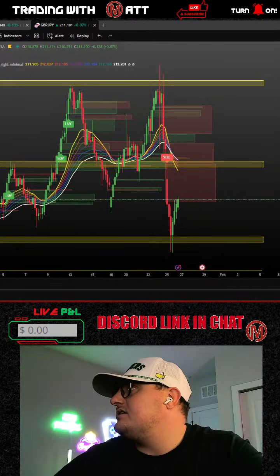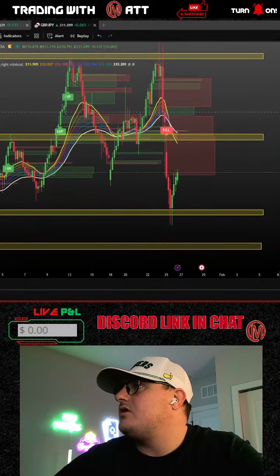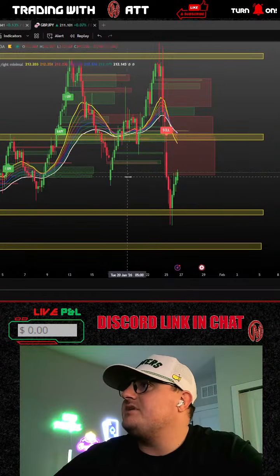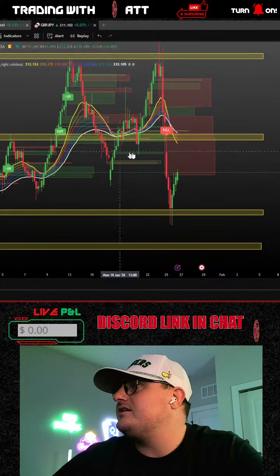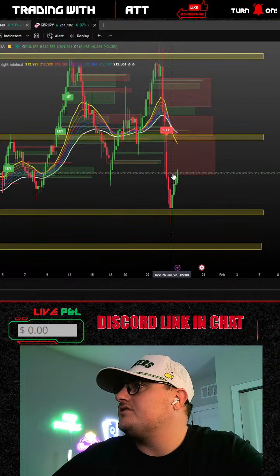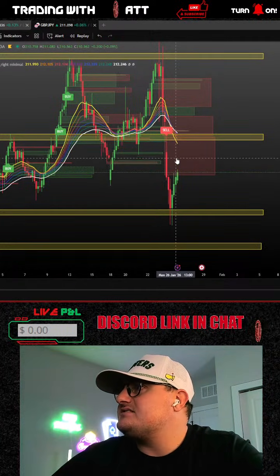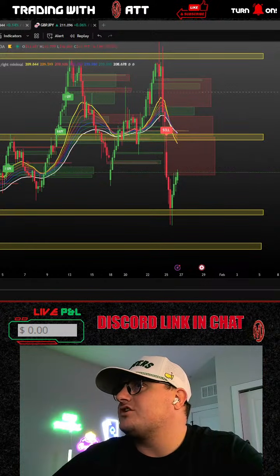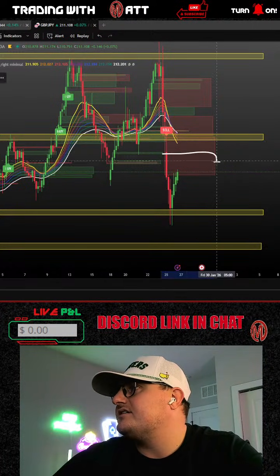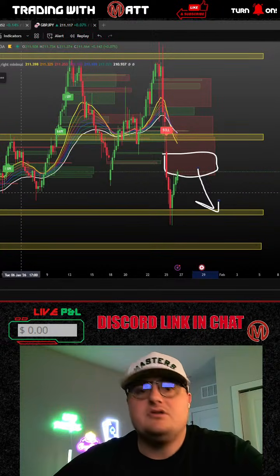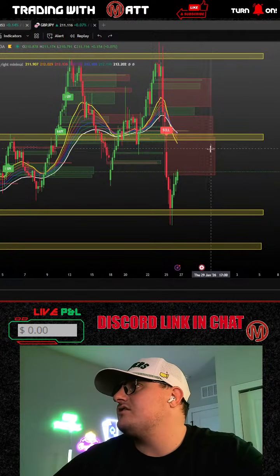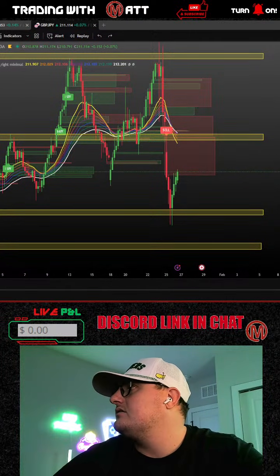GBP JPY also completed a major M pattern. We have a strong fair value gap right here that looks like we are going to hold. We just need to see some rejection. I would imagine we're going to see rejection in this kind of area right about here before we see this drive back down. So on this GJ chart, that's what we're going to be waiting for there.